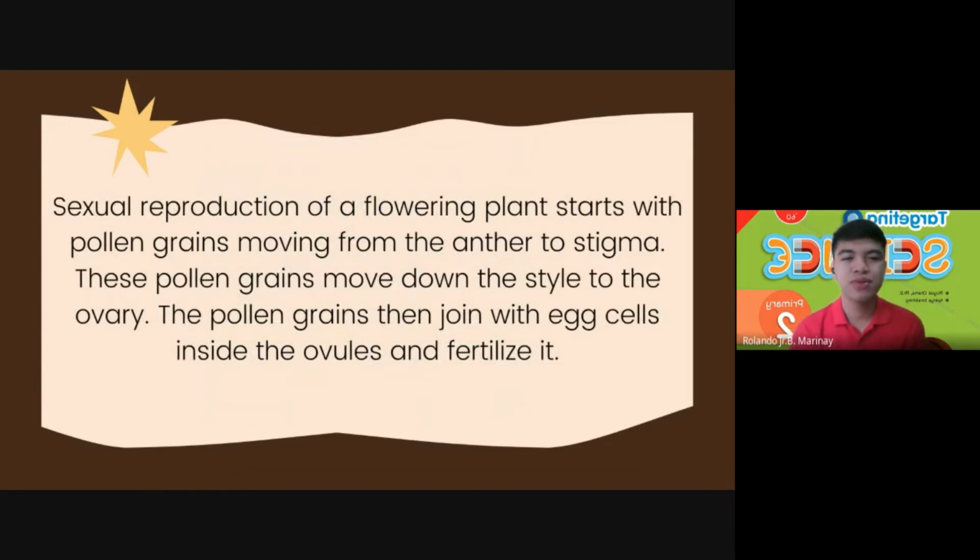Okay. Sexual reproduction of a flowering plant starts with pollen grains moving from the anther to the stigma. Then these pollen grains move down the style to the ovary. The pollen grains then join with egg cells inside the ovules and fertilize them. When it becomes fertilized, it will become a seed. So I hope you understand.